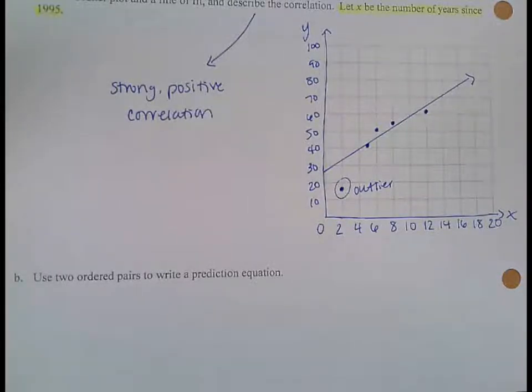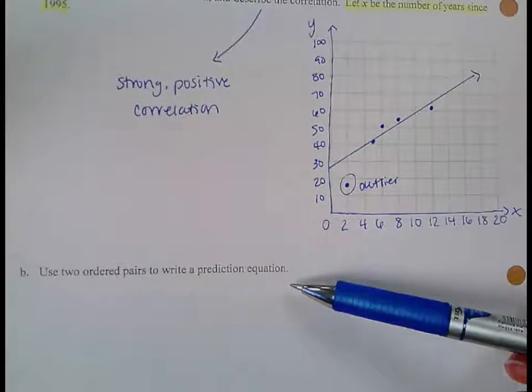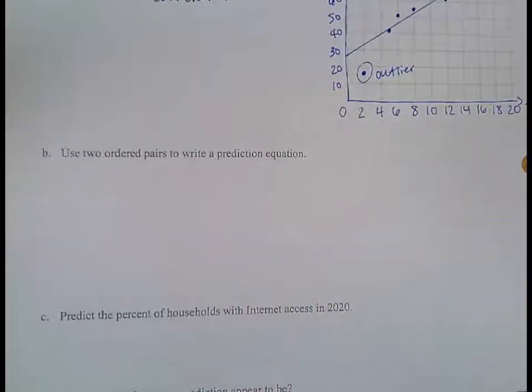All right, so that part is done. Now, to actually use the line of fit to make predictions, part B says use two ordered pairs to write a prediction equation. And this is where not only are your lines of fit probably drawn a little bit differently, but answers are greatly going to vary for part B. You may not have the same answer I would have.